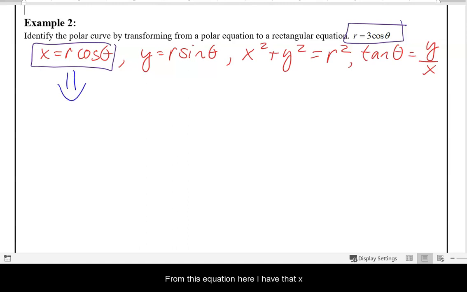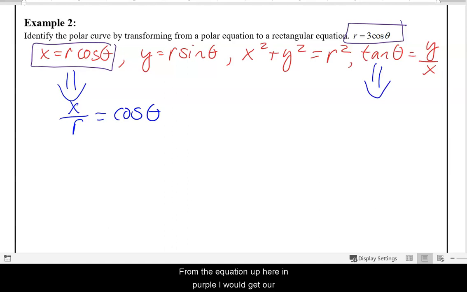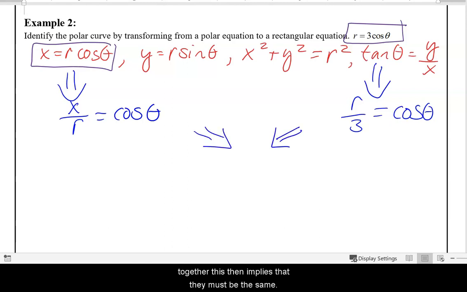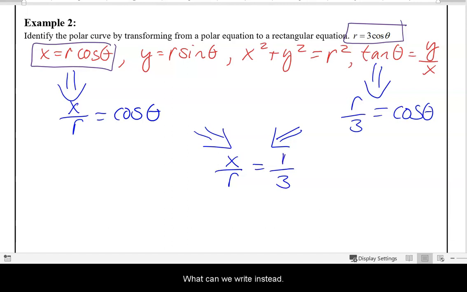From this equation here, I have that x divided by r must equal cosine theta. From the equation up here in purple, I would get r divided by 3 equal to cosine of theta. However, these have to be the same cosine of theta, which then implies that x divided by r has to equal r divided by 3. Now, what can we write instead? If we have x over r equals r over 3, what might our next step involve?